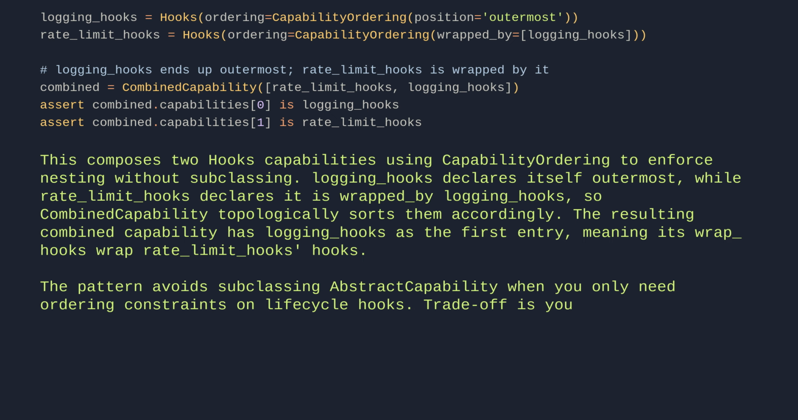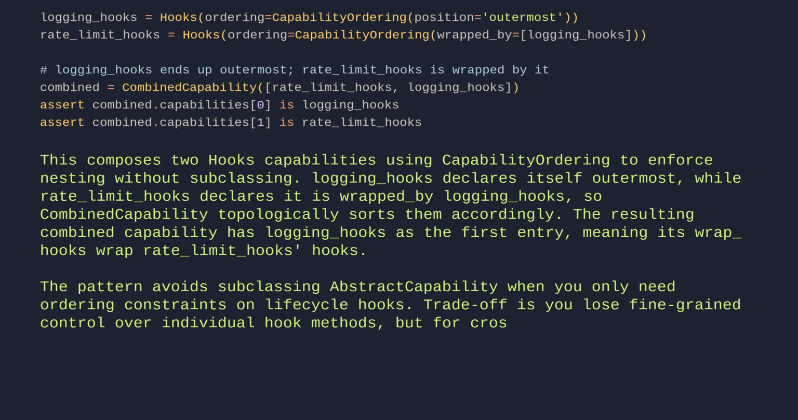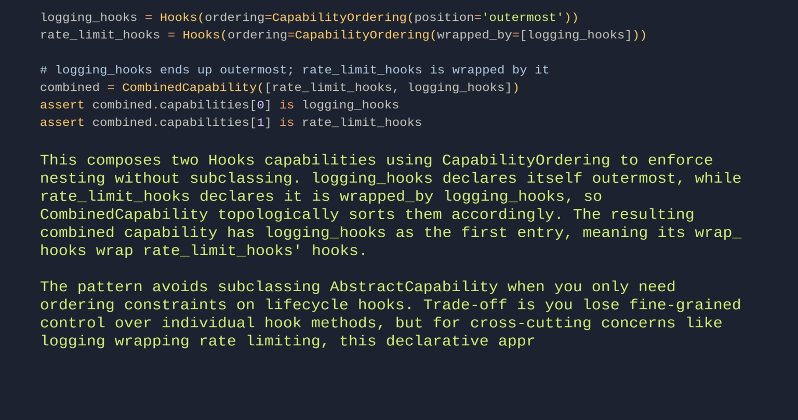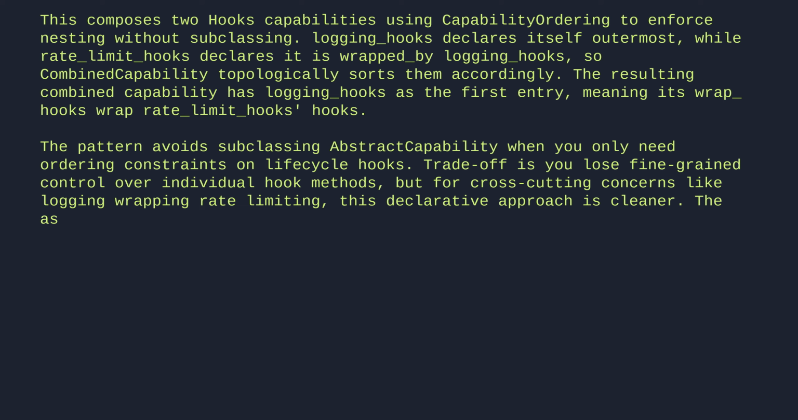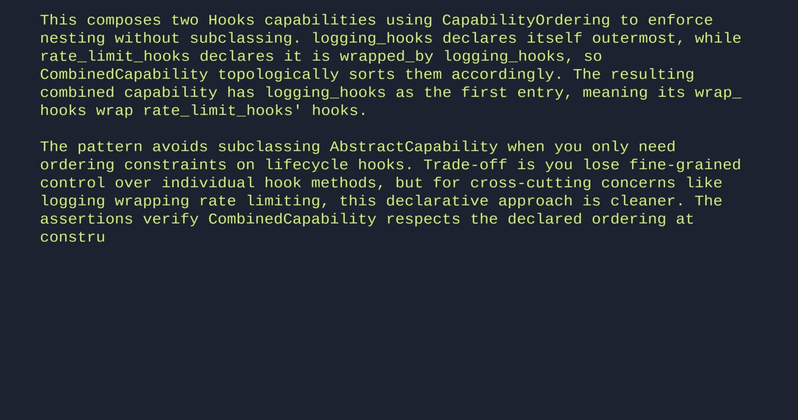The trade-off is you lose fine-grained control over individual hook methods, but for cross-cutting concerns like logging wrapping rate limiting, this declarative approach is cleaner. The assertions verify CombinedCapability respects the declared ordering at construction time. Let's break it down line by line.